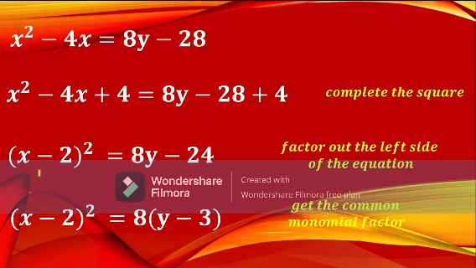Then, next, this is already a perfect square trinomial. So it is already equivalent to x minus 2 quantity squared. This is the factored form. Copy 8y. Negative 28 plus 4 is negative 24. So, factor out the right side of the equation. Copy this one again. Then, for 8y minus 24, 8 is actually the greatest common monomial factor. So, 8y divided by 8 is y. Negative 24 divided by 8 is negative 3. Okay, let's continue.